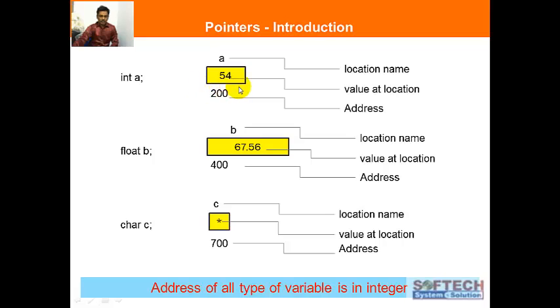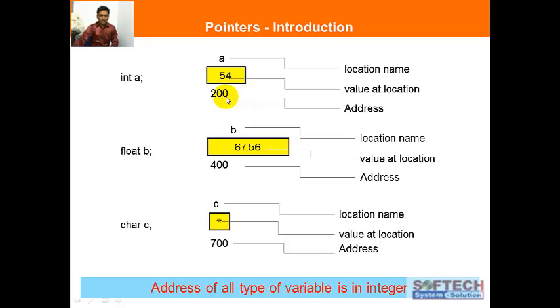This location has 2 bytes. The first byte address is 200, and the next byte is 201. So 200 and 201 is the address of it. That address is assigned for a variable at the time of execution.